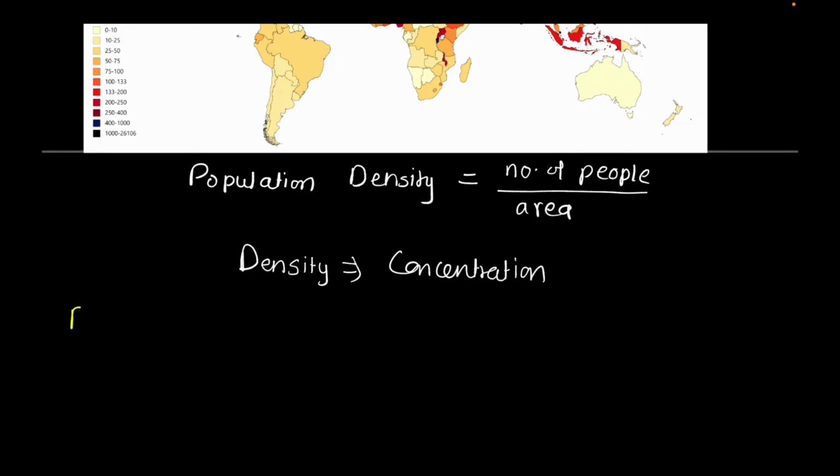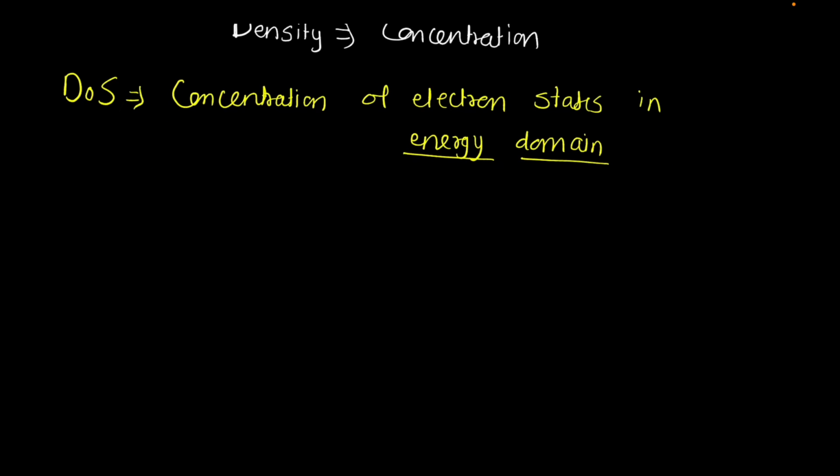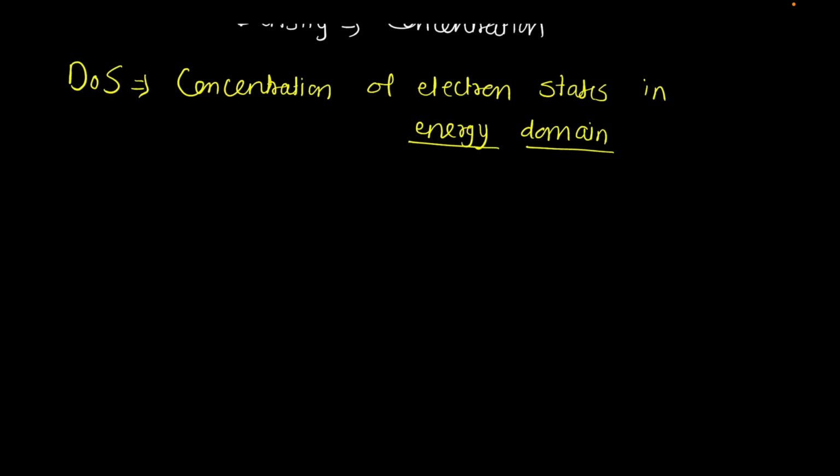And so when we define density of states, we look at how concentrated the states are in the energy domain. The term energy domain is very important here. Now let me explain this definition with the help of an example.